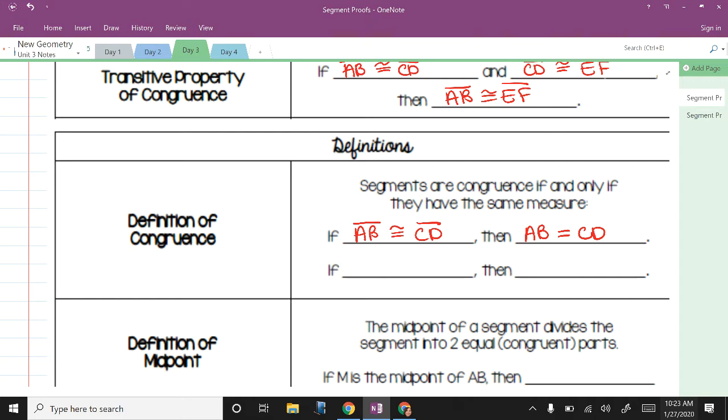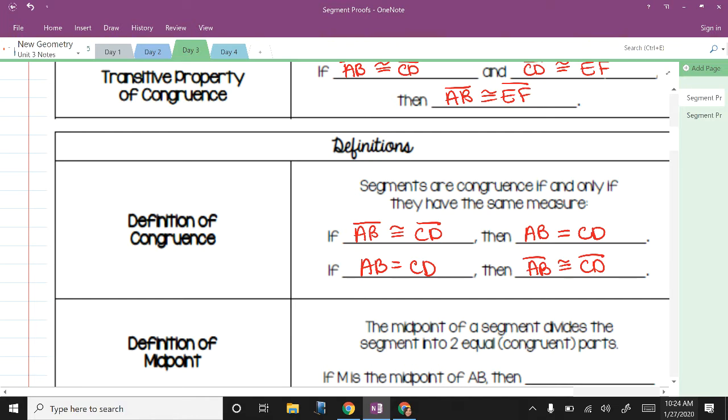Okay? The converse is also true. If the lengths are equal, then the objects are congruent. This is just the converse, and we learned last week what a converse was.